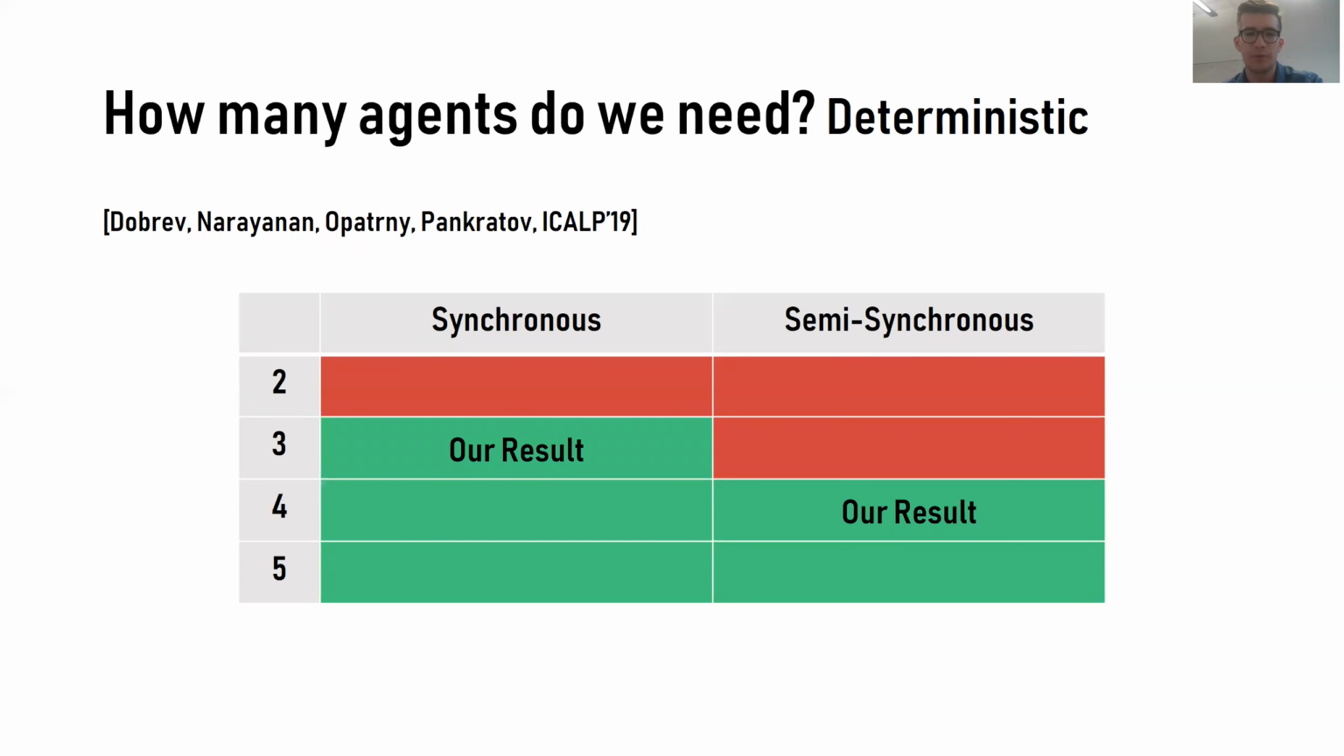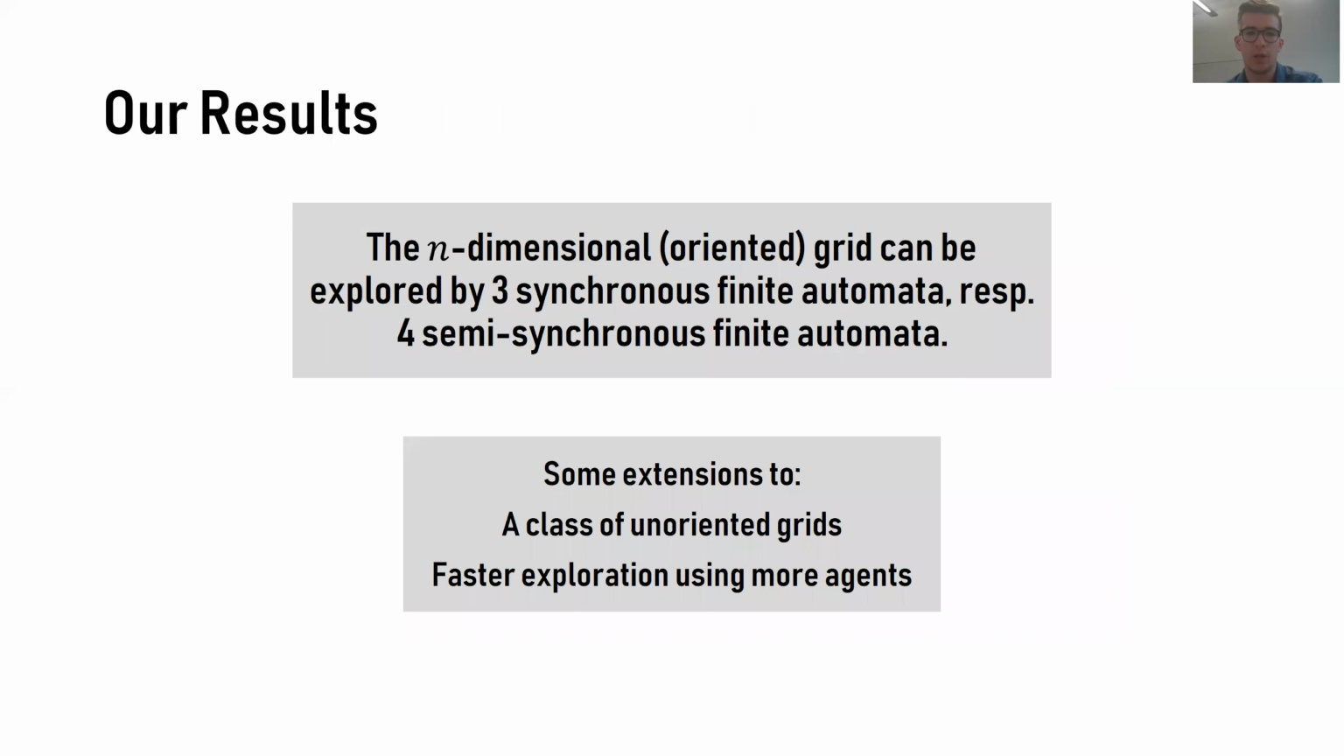So what is our contribution? Well, we showed that in a semi-synchronous setting, 4 agents are enough, and in a synchronized setting, 3 agents are enough, matching the bounds for 2 dimensions and completing the picture in the n-dimensional case. So let me repeat. The n-dimensional oriented grid can be explored by 3 synchronous finite automata, respectively 4 semi-synchronous ones. And we also get some extensions to a class of unoriented grids and a faster exploration using more agents, using similar techniques to Dobrev et al.